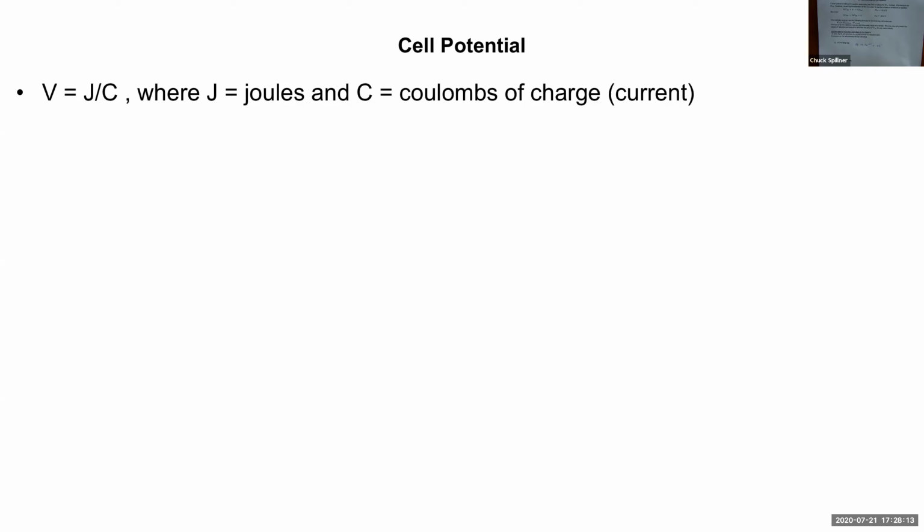It's the coulombs of charge, which equals current. So the coulombs is related to the current, and the current is the flow of electrons. It's how many electrons. Our flow is a rate. It'd be like miles per hour, you know, how fast your car is going.